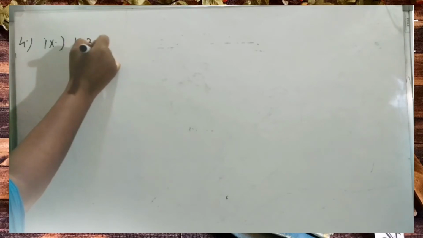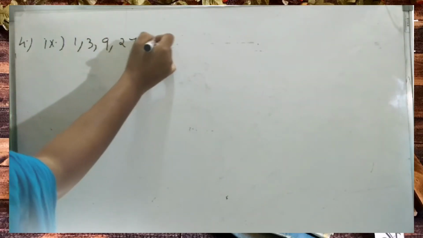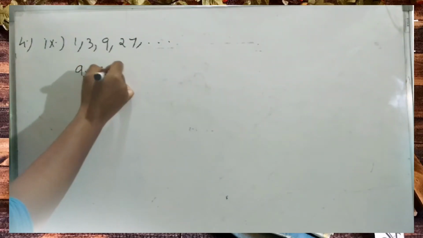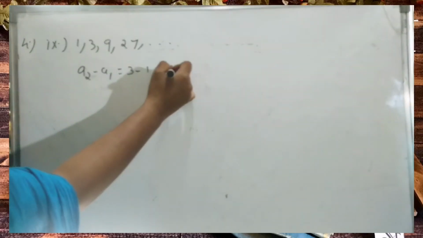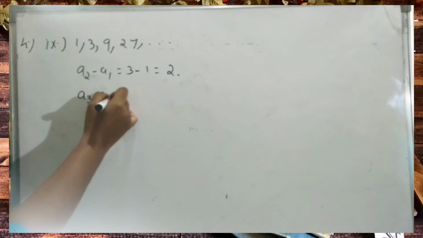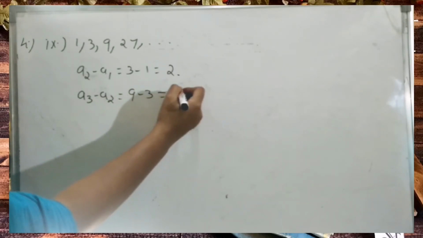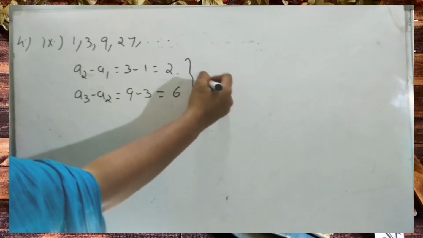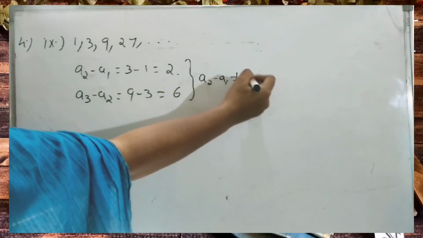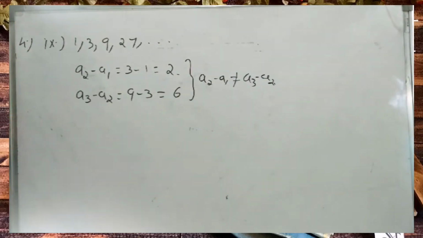Next one, 1, 3, 9, 27, etc. a2 minus a1, 3 minus 1 equal to 2. a3 minus a2, 9 minus 3, what is 9 minus 3, equal to 6. We can conclude that a2 minus a1 is not equal to a3 minus a2, therefore this does not form an AP.